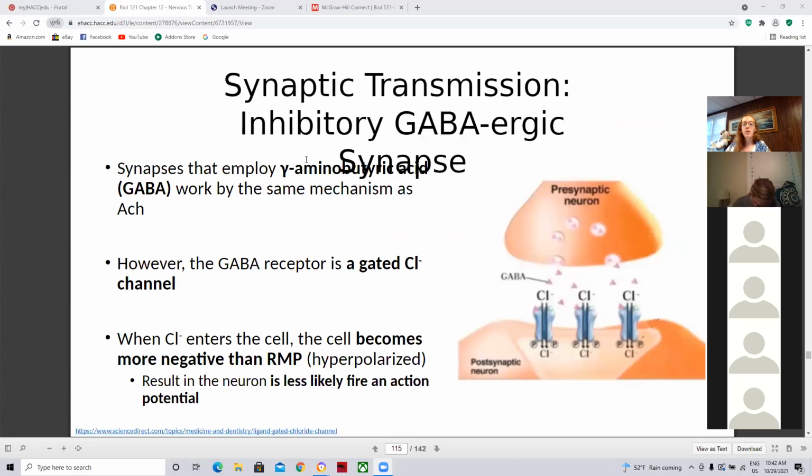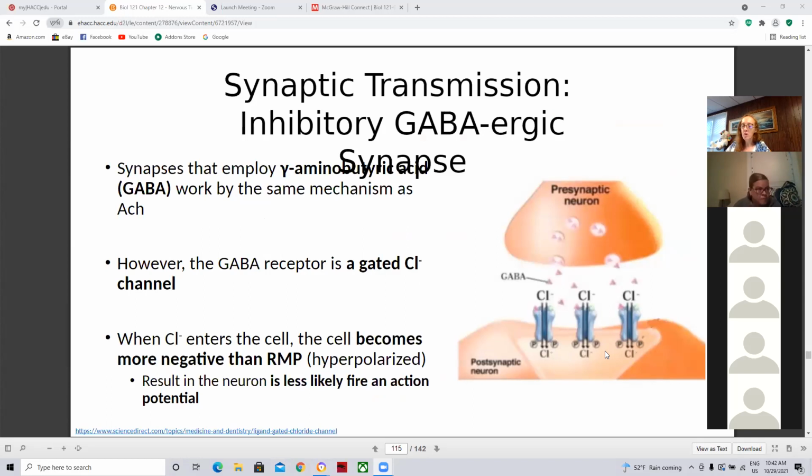Synapses that employ GABA, gamma-aminobutyric acid, work by the same mechanism as acetylcholine. However, the GABA receptor is a gated chloride channel. If you allow chloride to move into the cell, because it's negatively charged, it's going to make the inside of the cell more negative, hyperpolarizing the membrane.